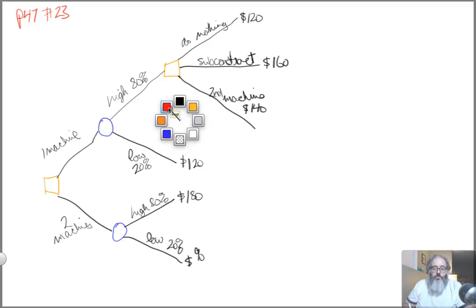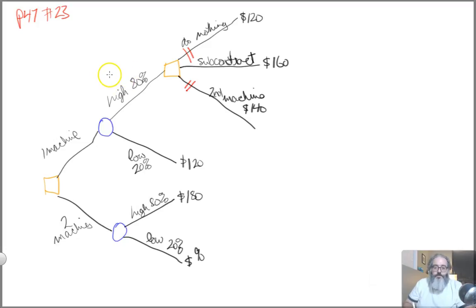Now we need to make the decision. So up here with the one machine in high demand, what we're going to do is we're just going to rule out some choices. We're not going to do nothing, and we're not going to purchase a second machine, because the net present value of subcontracting out is the highest. So that's what we're going to use in our calculations.